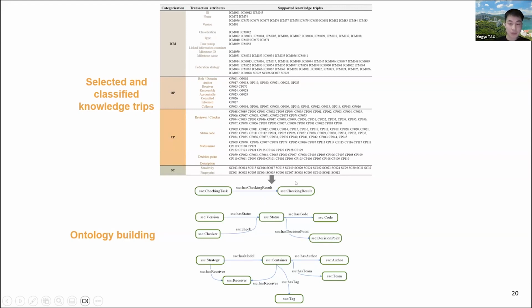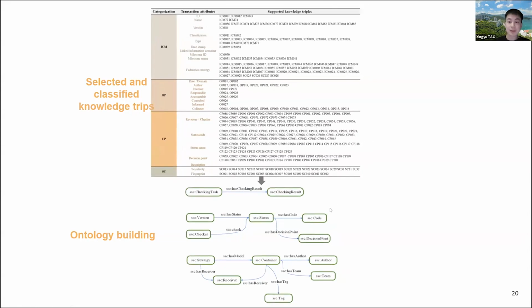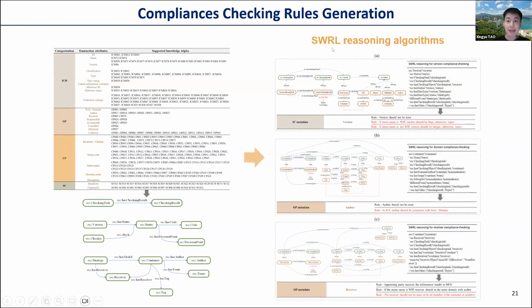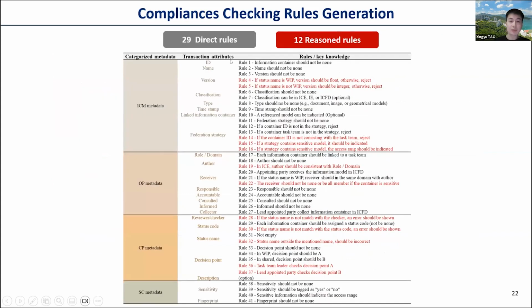And this is one of the very first works that has built such an ontology on top of the ISO 19650 standard series. So we're going to reason this rule. We developed SWRL reasoning algorithms to reason what metadata and complex checking rules are embedded in the ISO standards. Here are our algorithms and the results: we get 29 direct rules, which we can extract directly from the text, and 12 reasoned rules.